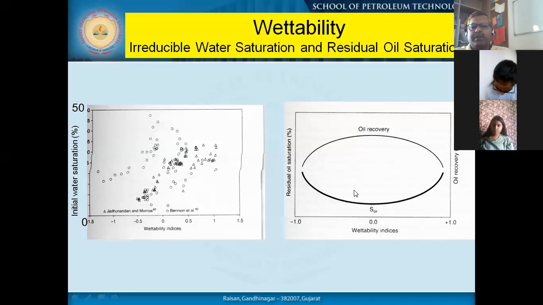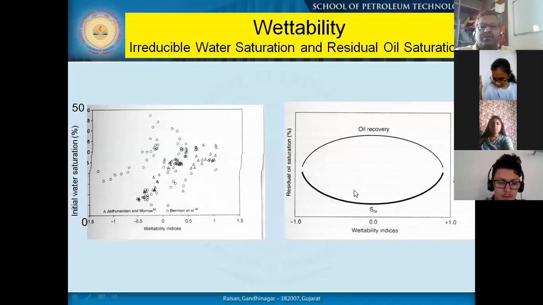Now this graph we have discussed yesterday. So, any doubt? Because Sumon was asking yesterday, sir, if you could repeat this discussion. So that's why I thought, okay, let me discuss this.